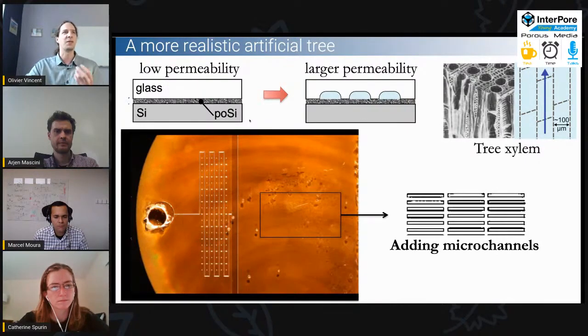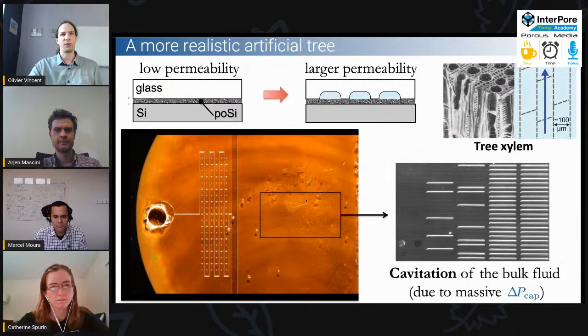And so one of the ways to mimic a bit more what happens in a tree is to move from a system where we have only nanopores to systems where we have a mix of microchannels interconnected by nanopores. Actually, we did this with the system. We could add some microscale features, in this case microchannels, in the structure here. And if we do the same experiments as I've shown before, in some situations we get this type of effect, where you see the channels initially are black, meaning they're filled with water. But very quickly in the experiment, they empty spontaneously.